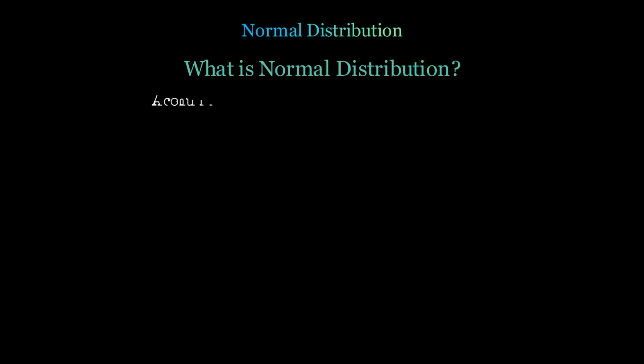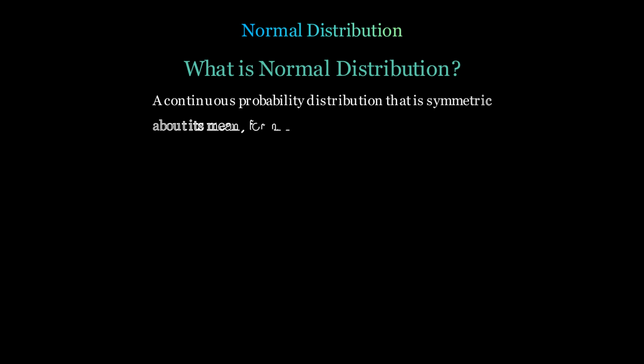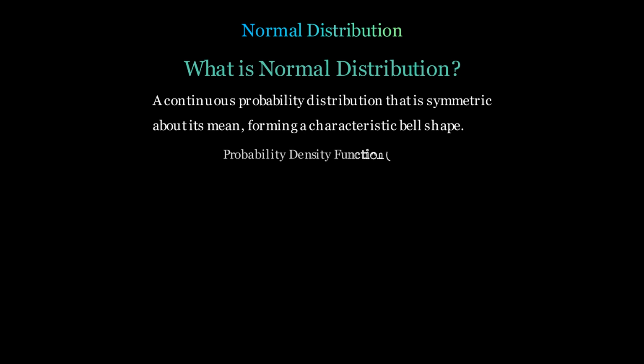A normal distribution is a continuous probability distribution that is perfectly symmetric around its mean. The shape it creates, that iconic bell curve, is described by a single elegant equation called the probability density function, or PDF. In this formula, mu is the mean, the center of the bell, and sigma is the standard deviation, controlling how wide or narrow the bell is.